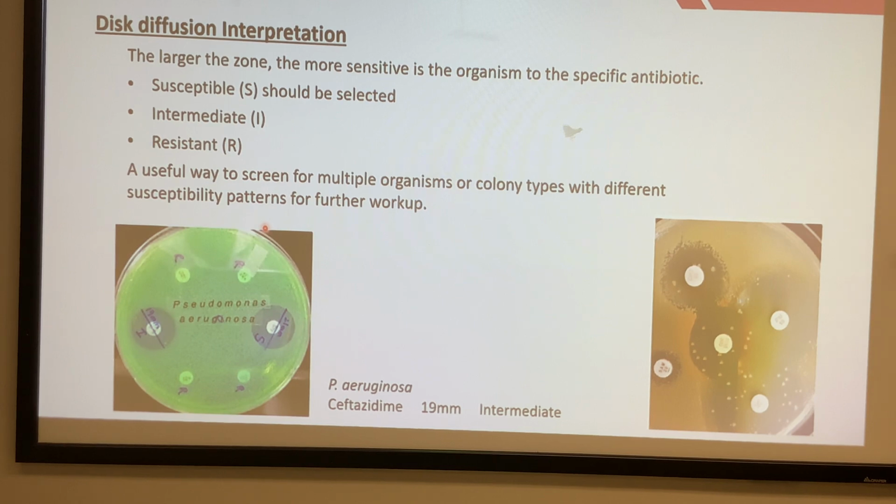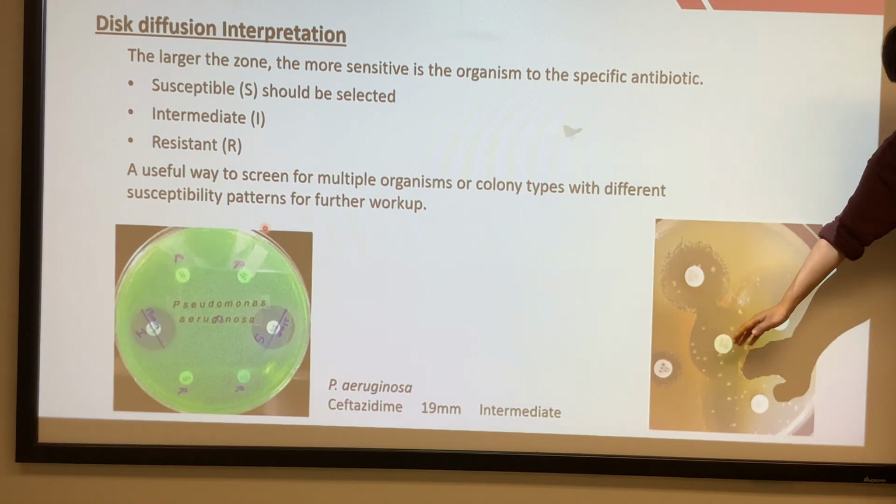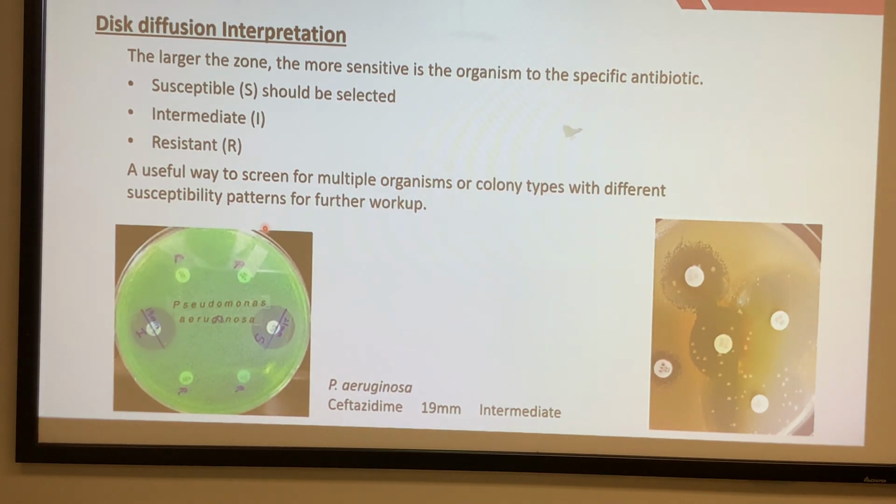And some of them are inhibited by this drug. Some of them are not, right? It's falling into the resistant zone. So this is the indicator. So you need to further work out this culture.